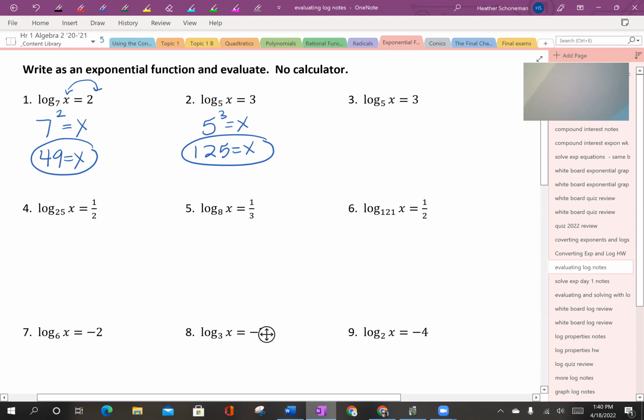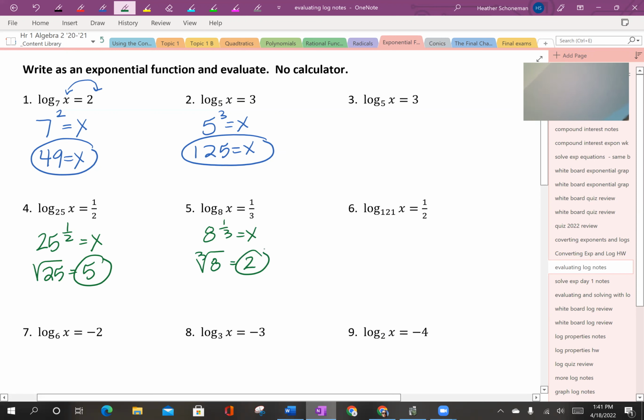Okay, number 3 is the same as number 2, so we're not going to redo it. Let's look at number 4. This would be 25 to the 1/2 power equals x. Well, anything to the 1/2 is the square root, and the square root of 25 is just 5. On the next one, I have 8 to the 1/3 power equals x. So that is the cube root of 8, which is 2. Over here, this would be 121 to the 1/2 power, which is the square root of 121, which equals 11.